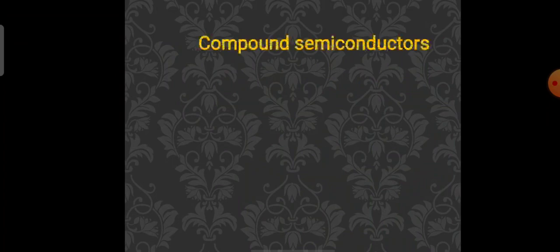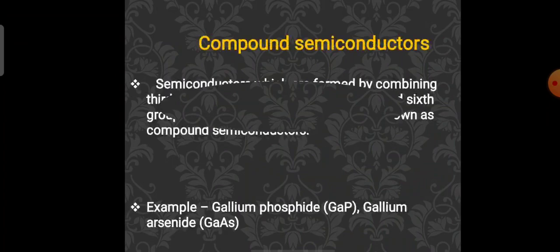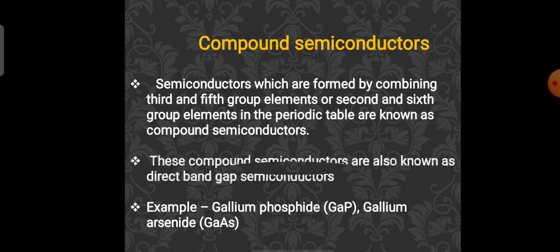Next one is compound semiconductors, for example gallium phosphide and gallium arsenide. Compound semiconductors are formed by combining third and fifth group elements or second and sixth group elements in the periodic table. These are also known as direct bandgap semiconductors.